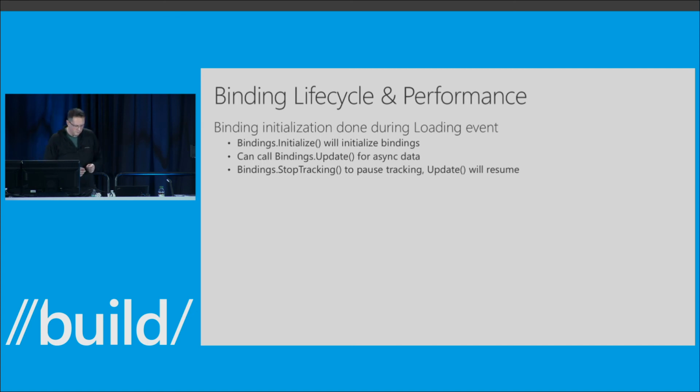scope. If for some reason you're doing a whole bunch of work, you're going to change a whole bunch of properties, and you don't want one-way and two-way bindings to update at that point, you kind of want to delay the binding work. You can call stop tracking on the bindings object. That will pause the tracking. And then when you're ready, call bindings.update again, and that will forcefully update all the bindings on your page.